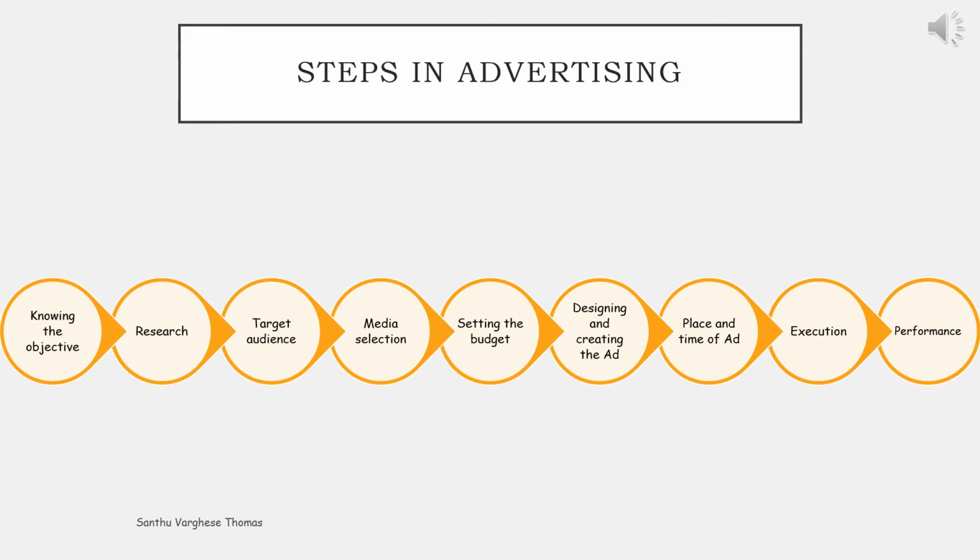Third one is identify the target audience. Who are our target audience? Whether it's youngsters, adults or old people. We have to find the target audience and design our advertising techniques according to the target audience. The next is media selection: through which media we have to give our advertising.